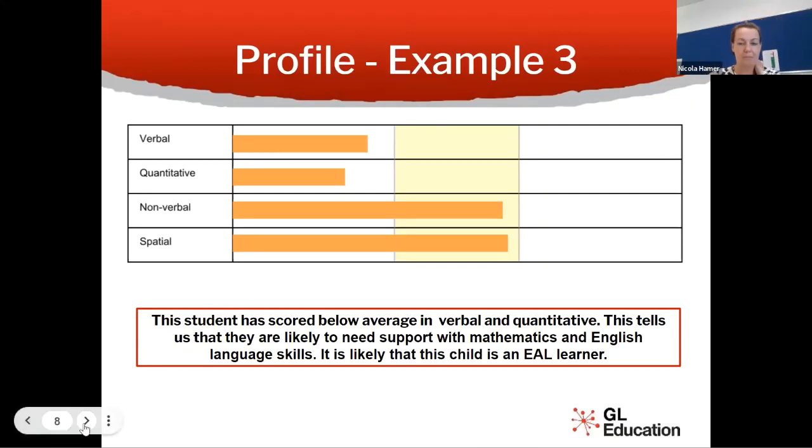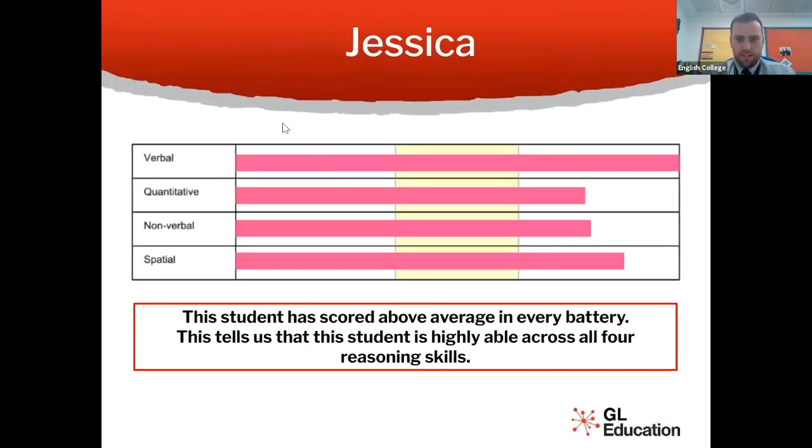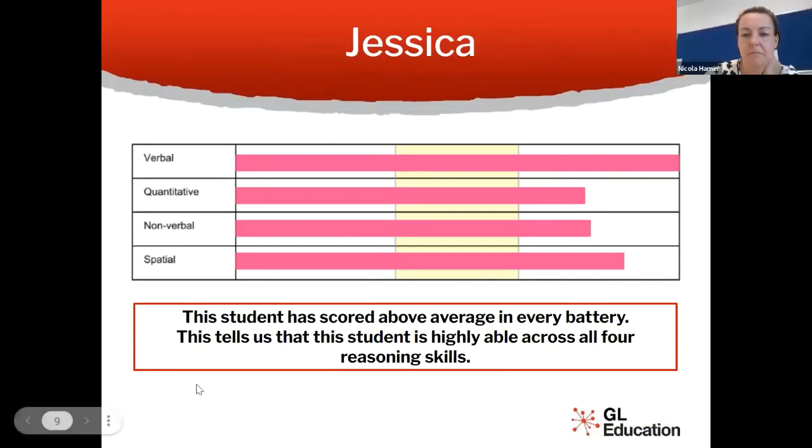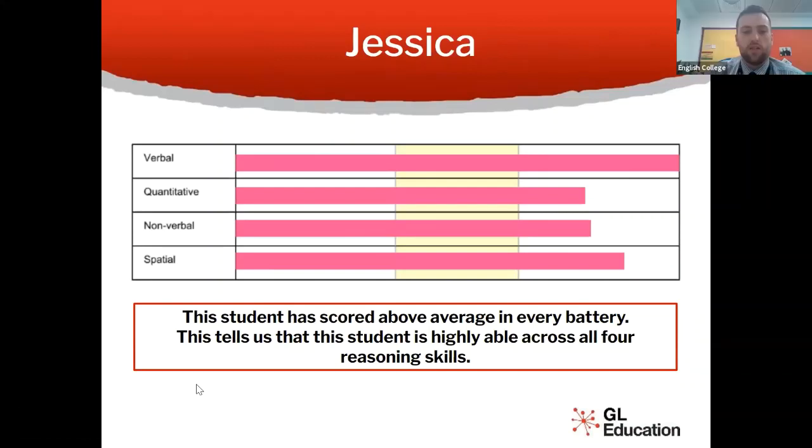Perfect. Okay. So here, if you can just about see that, if we were to take this example student, we've got a student called Jessica, and you can see by looking at the 4 different areas there, that she has scored above average in every single battery, and again that she would have high reasoning ability skills that she could apply into subjects. And again, we would make sure when we're looking at this, we would look at where that bias lies and what teaching strategies we could incorporate into the classroom to cater to her learning needs.